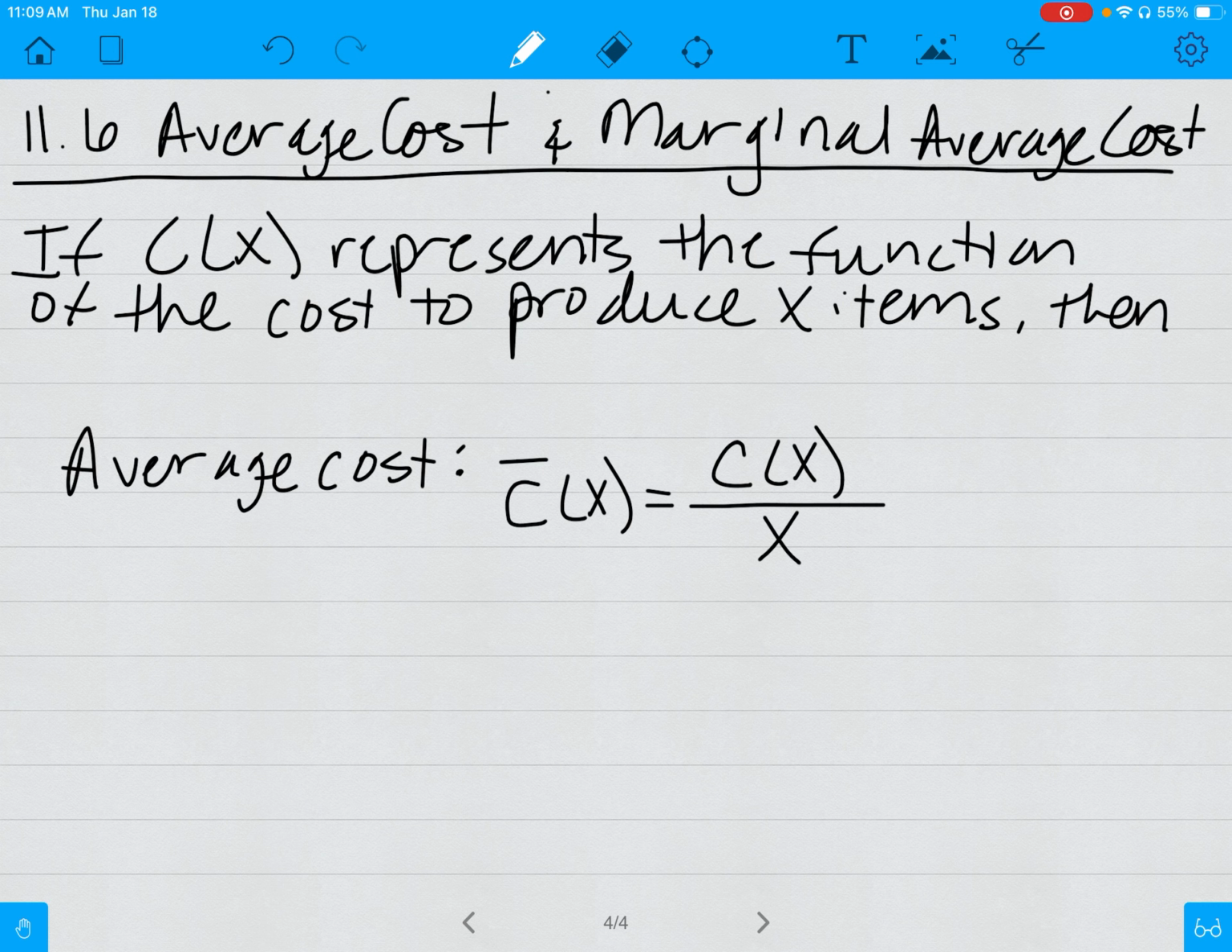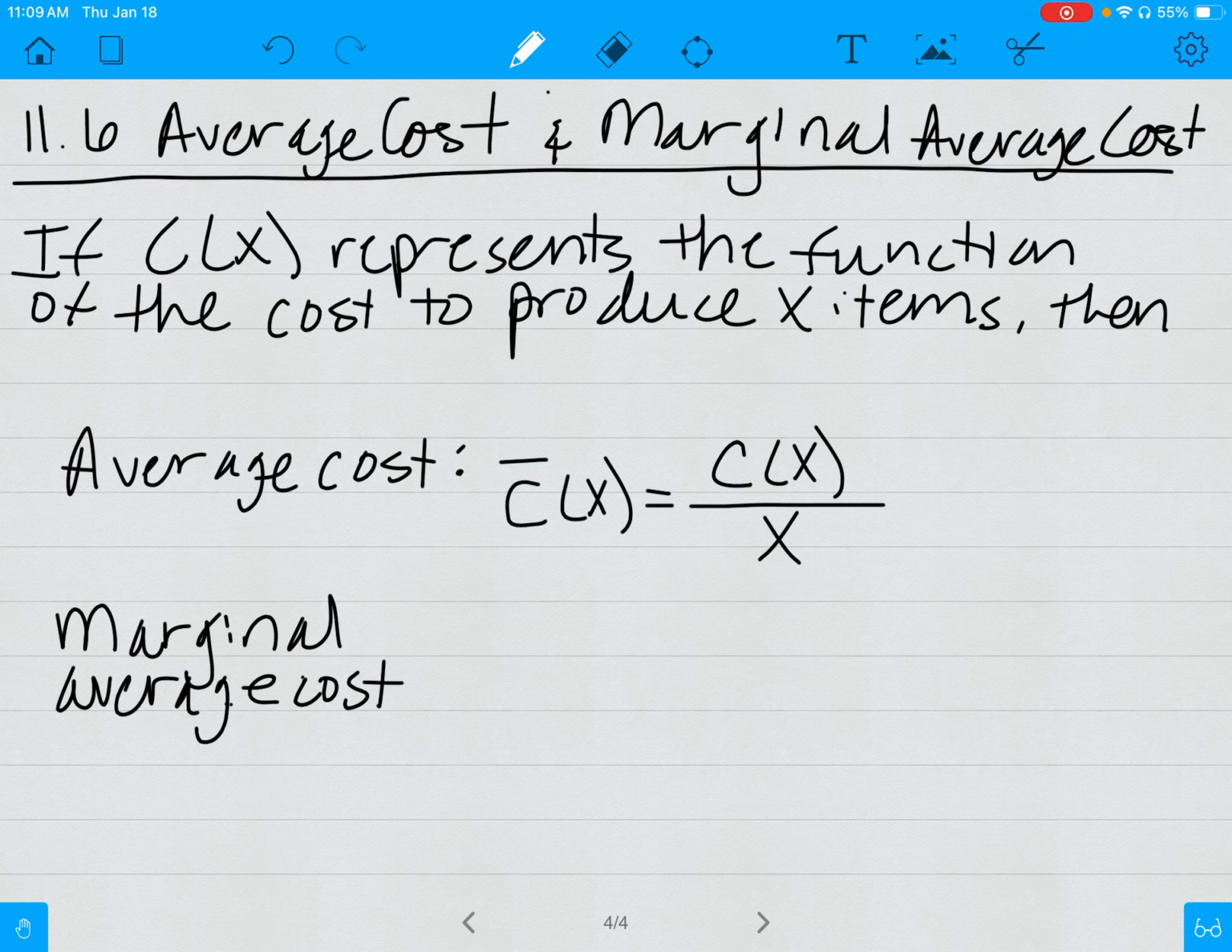Marginal average cost then is represented by C bar prime of X. So basically, we find the derivative of the average cost function, and that gives us marginal average cost.